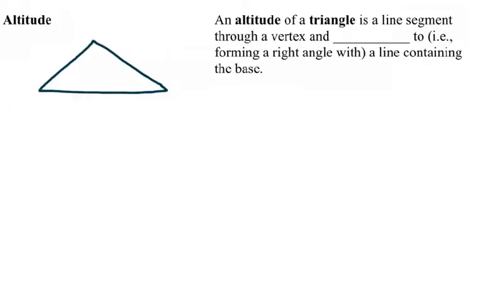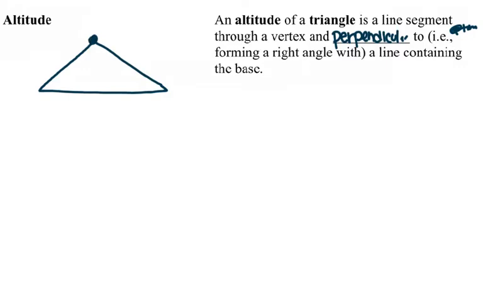Okay, so altitude. An altitude of a triangle is a line through a vertex, so one of the corners. It's through the vertex and perpendicular to a line containing the base. It does say that. It's pretty good. Okay. So here's what it's talking about.